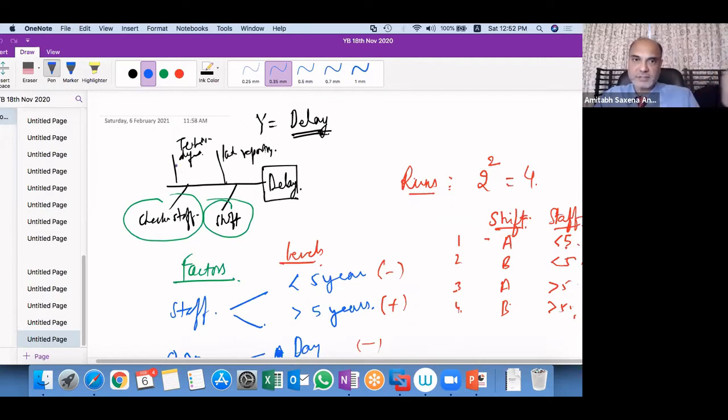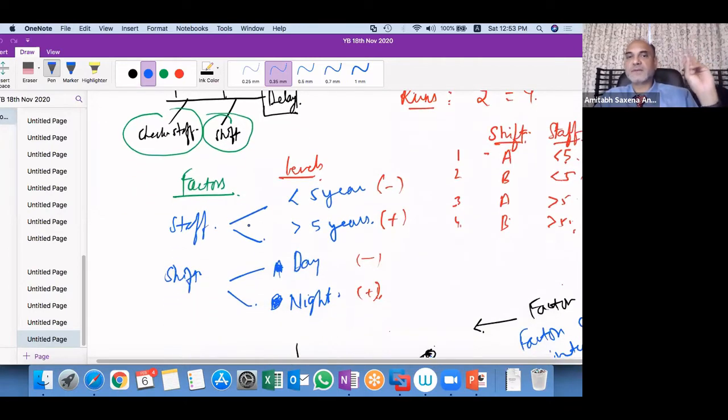We get our X factors, and one of the two X factors, let's assume, is the staff. Sometimes staff may be affecting, and the shifts. Let's say there's a significant difference between the shifts as well. So these are the two important factors.